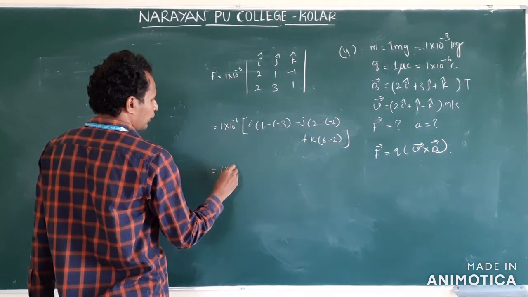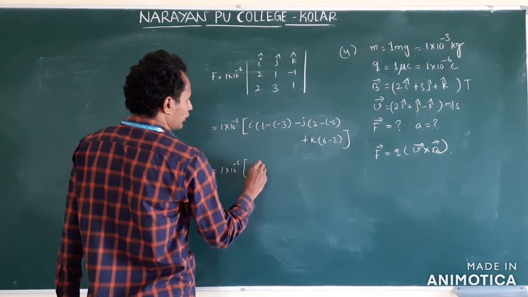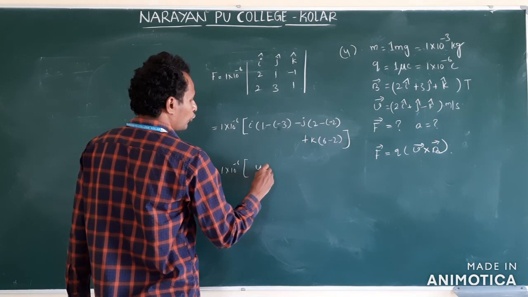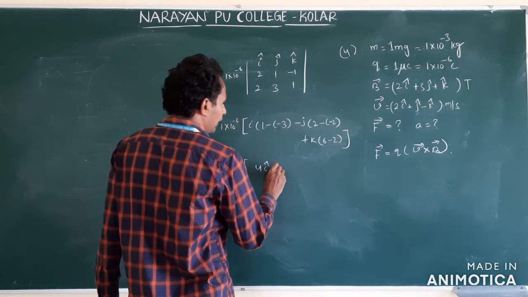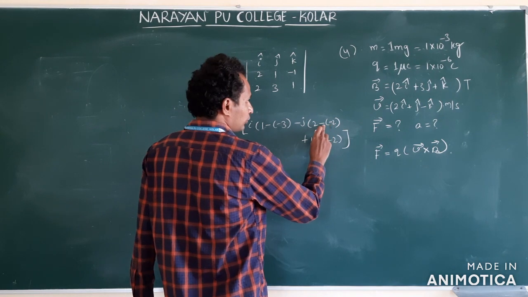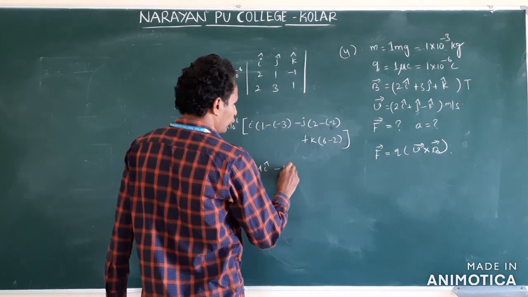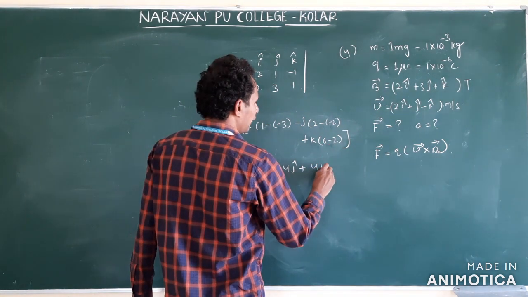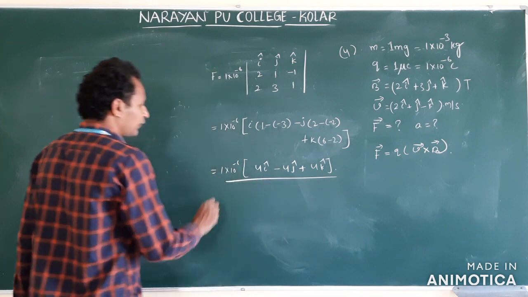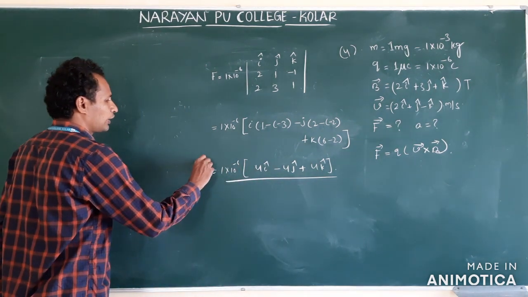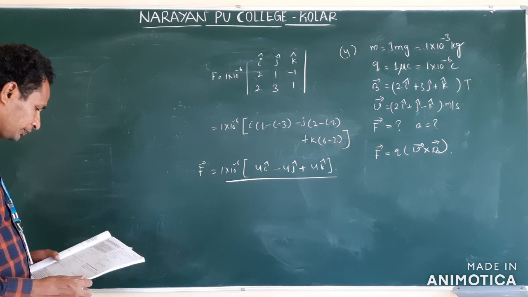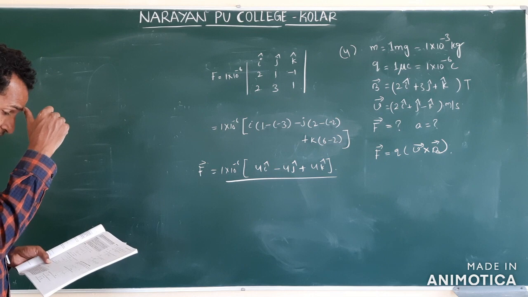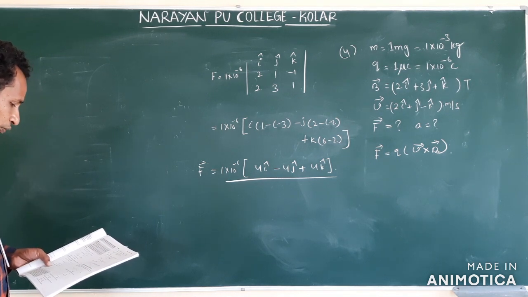Now this is 1 into 10 power minus 6 times: i cap (1 minus of minus 3, plus 1 plus 3, 4), then j cap (2 minus of minus 2, we will get plus 2 plus 2, 4), and k cap (6 minus 2, 4). This is the force vector. Clear? We got 10 power minus 6 into 4 i cap minus 4 j cap plus 4 k cap.